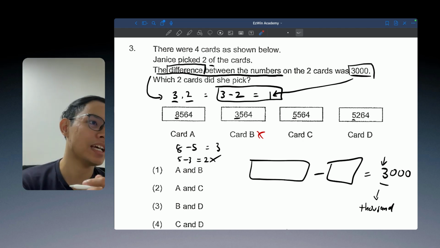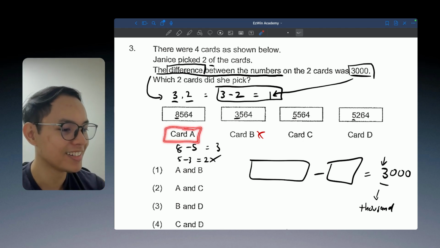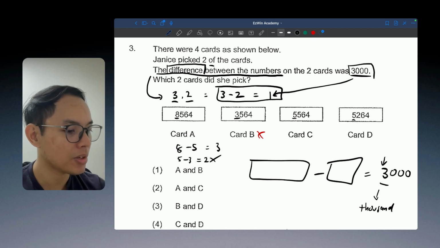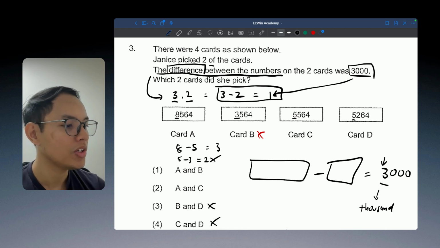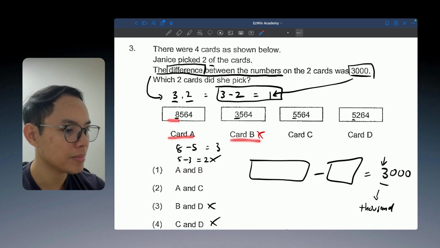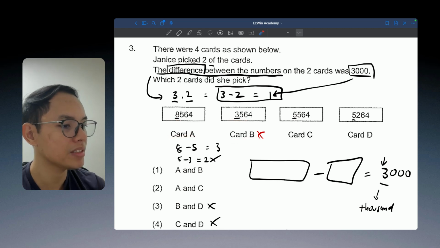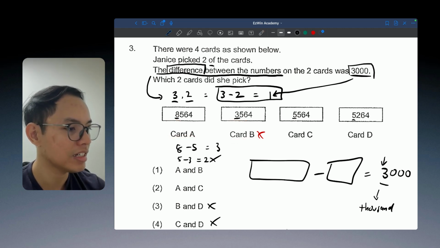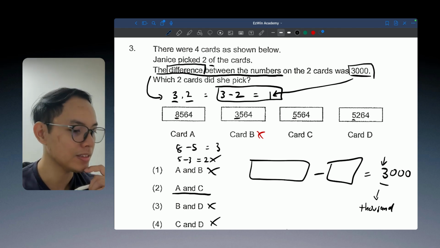Okay, now the thing is that if you know there is card A, you can already eliminate the different options, which are B and 3 and 4. So the next part says it's either A and B or A and C. A and B is 8 minus 3, which is 5. That means this is not the correct answer, and essentially it should be the answer A and C, as what you see over here.